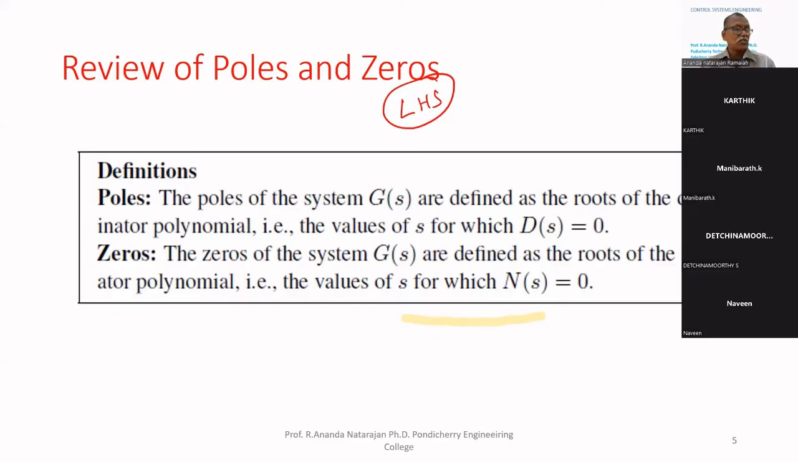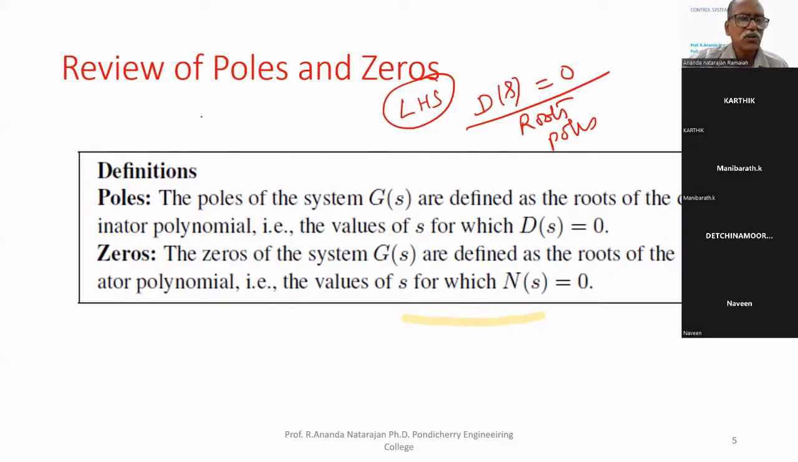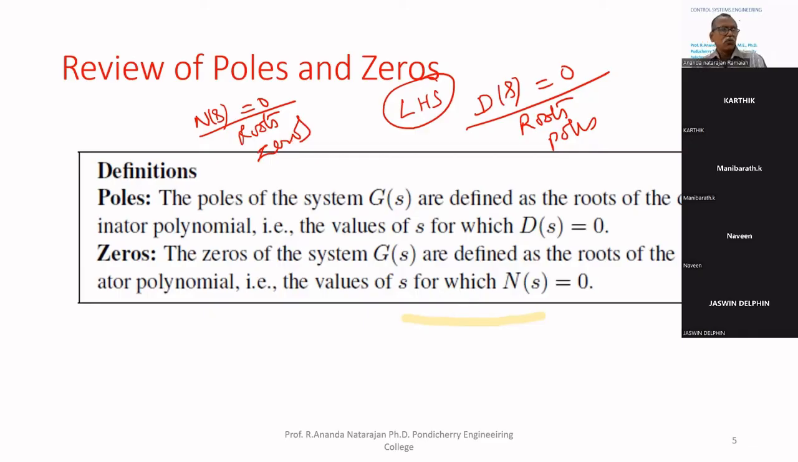Therefore, we must know what poles are. We have already seen a review of poles and zeros. Poles are roots of the denominator polynomial. In other words, suppose D of s is the denominator polynomial; equate it to 0 and find the roots. That is called poles. What are zeros? N of s is the numerator polynomial; equate it to 0 and find the roots. These are all zeros. The zeros of the system are the roots of the numerator polynomial.